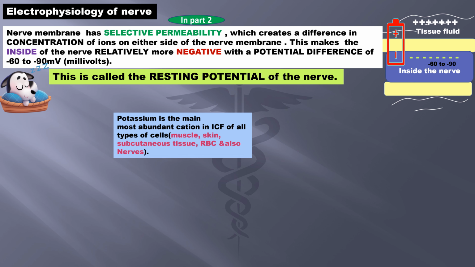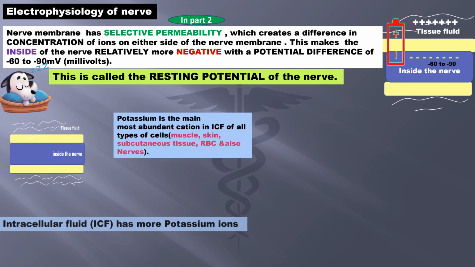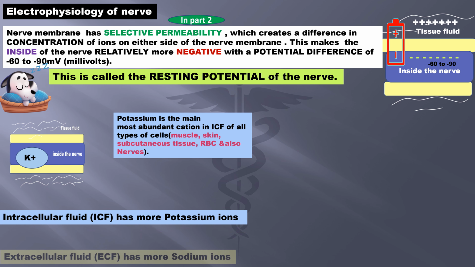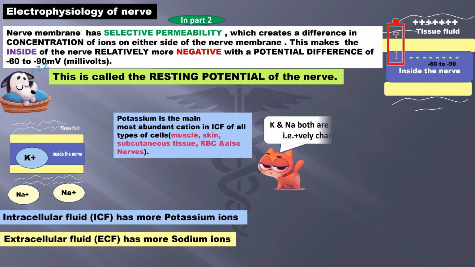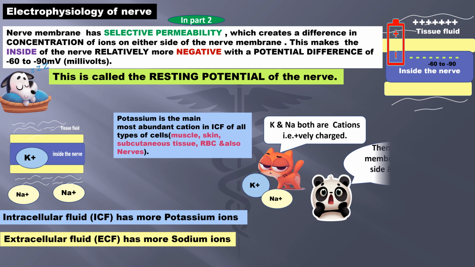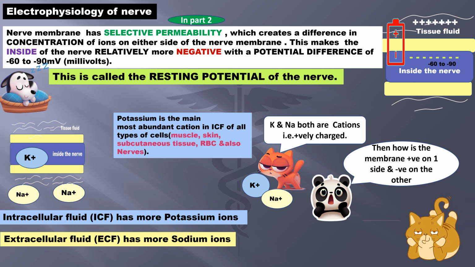Potassium is the main abundant cation in the ICF of all types of cells like muscle, skin, subcutaneous tissue, RBC, and also nerves. ICF has more potassium ions and ECF has more sodium ions. Sodium and potassium both are cations, that is, positively charged. The question is then, how is the membrane positive on one side and negative on the other? This will be explained in part 2.